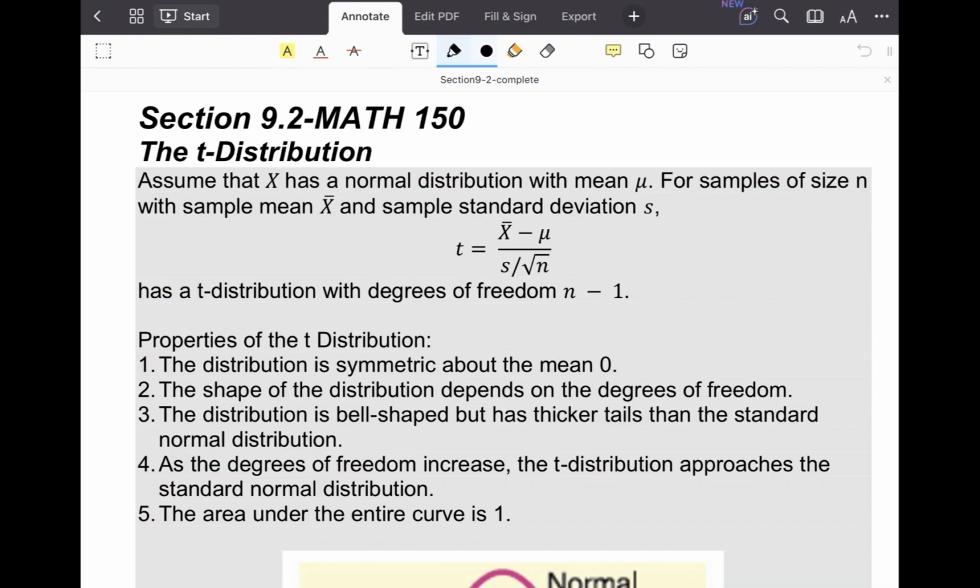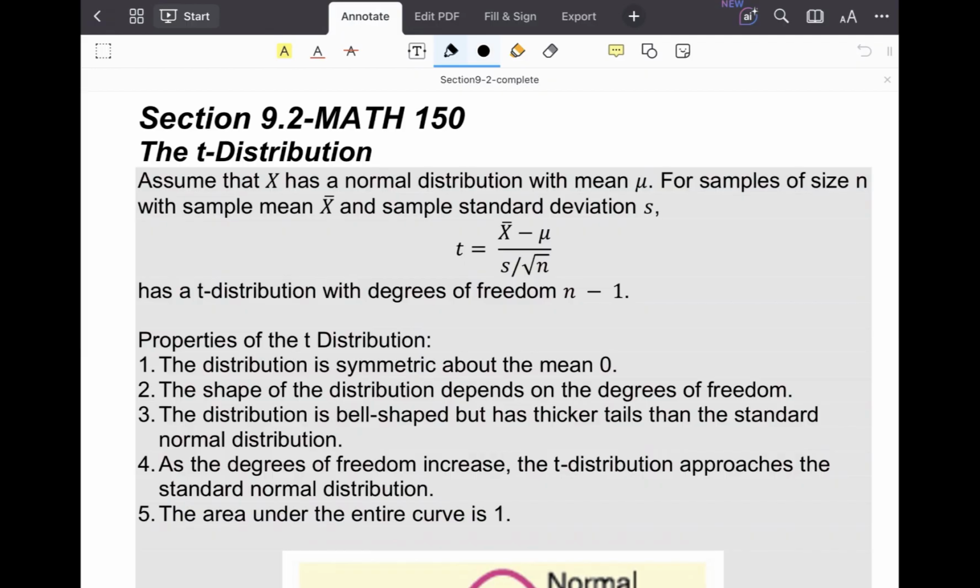Section 9.2 is all about the confidence interval for the mean. And for the confidence interval for the mean, we have to introduce a new distribution that we haven't talked about yet, which is called the t-distribution.